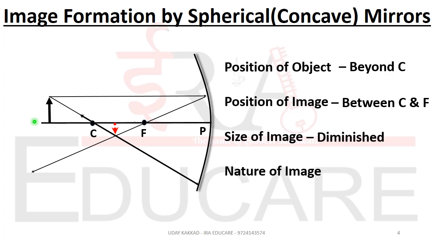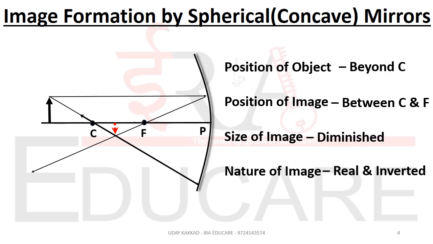It is diminished, it is small, right? It is real and inverted. You can see that the arrow is upper side and here the arrow is downside, right? So it is inverted, right? And it is real because it is on the left side of the mirror, the concave mirror, right?